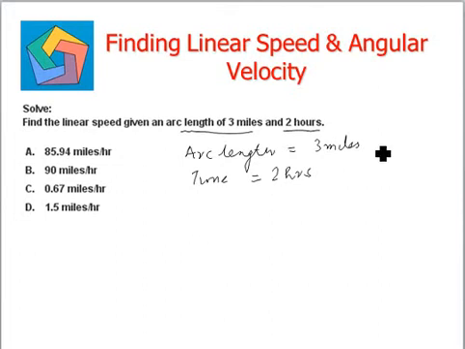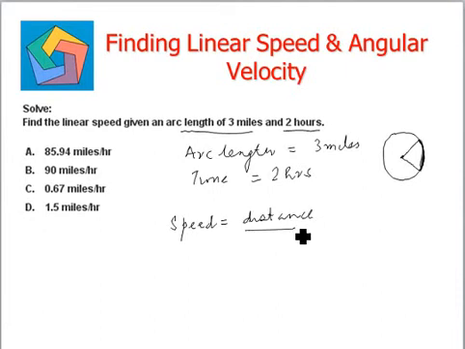Now arc length is the distance moved across the edge of the circle. Say for example, I'm drawing a rough circle over here. This is the center and so this is an arc. If the object has moved over this distance, this is the arc length. So this is nothing but the distance. So speed equals distance over time.